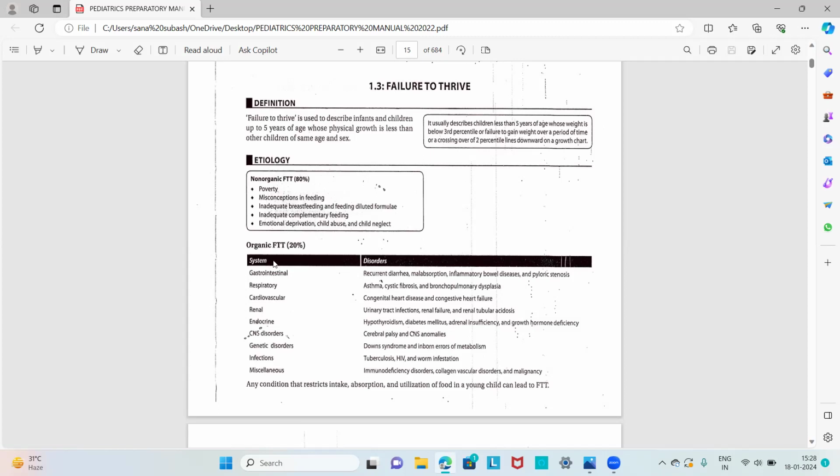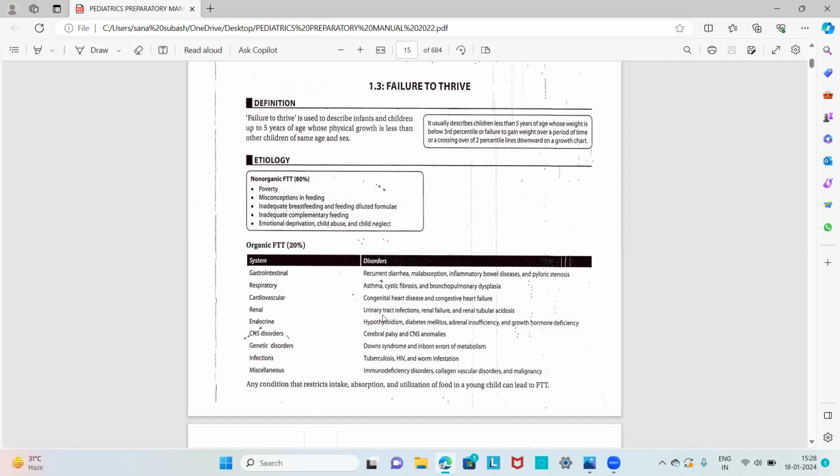So system wise, to memorize and remember, the most important thing is to remember it system wise. First is the gastrointestinal system: recurrent disorders like recurrent diarrhea, malabsorption, inflammatory bowel disease, pyloric stenosis. In the respiratory system, we have asthma, cystic fibrosis, bronchopulmonary dysplasia. And in the cardiovascular system, congenital heart disease and congestive cardiac failure.